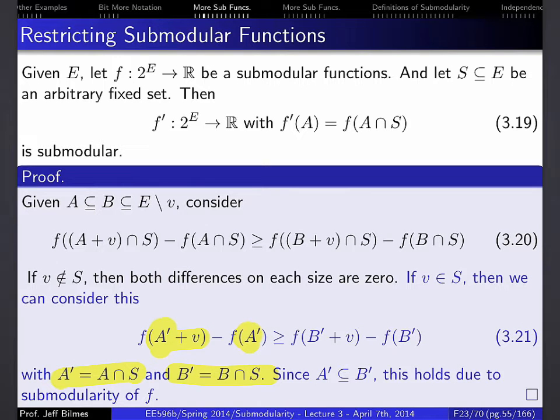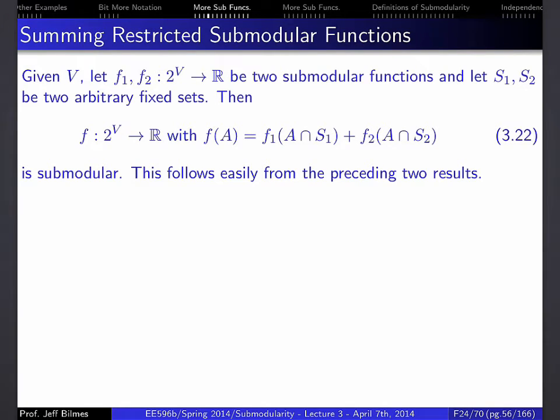Okay? So it's just sort of changing the problem back to one that we already know. So therefore, what we can do is we can actually sum restricted submodular functions. So we can define a submodular function on V, on 2 to the V, and let's say that F1 and F2 are both submodular functions defined on 2 to the V, and we can construct a new one thusly. So it easily follows from the two preceding results.